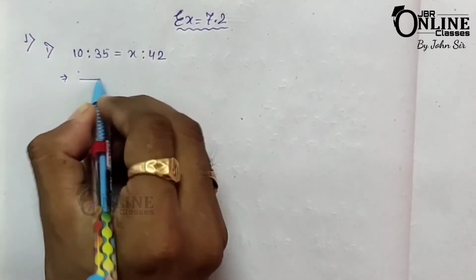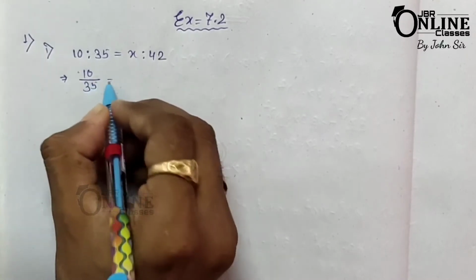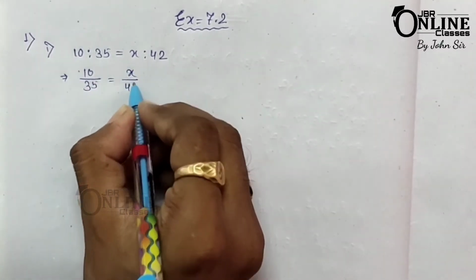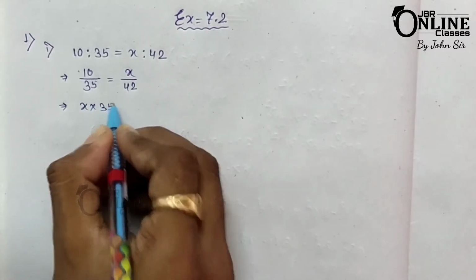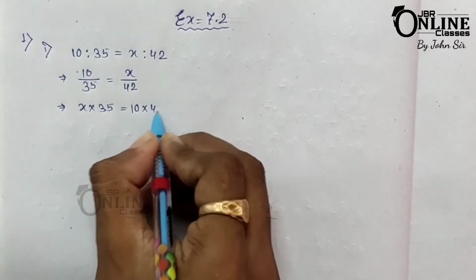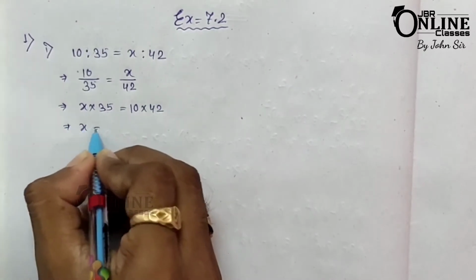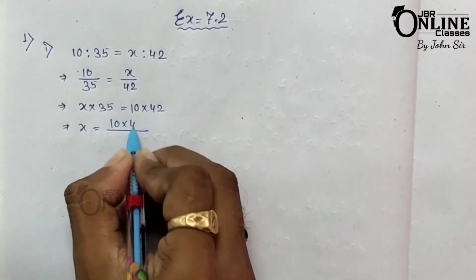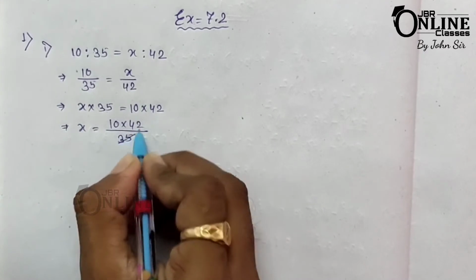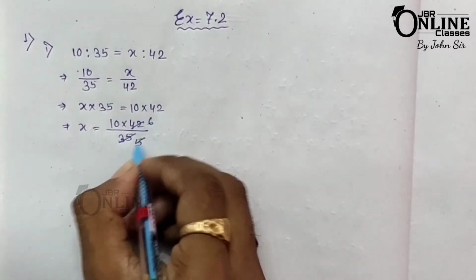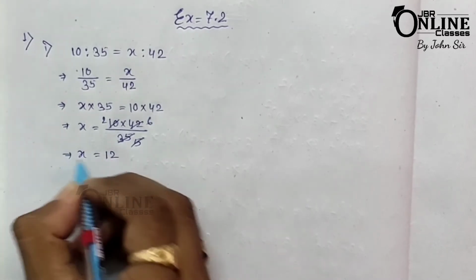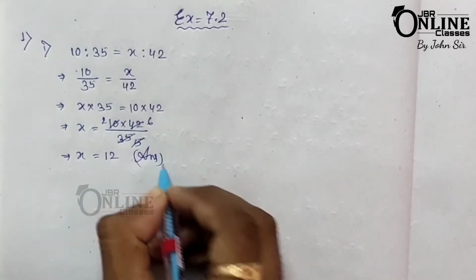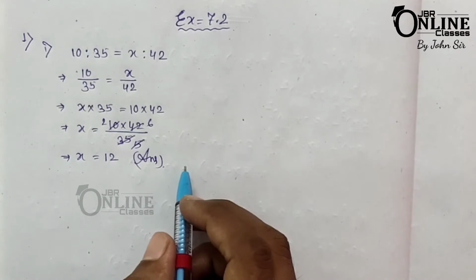So in the next line we can write 10 by 35 equals x by 42. Then cross multiply. So x into 35 equals 10 into 42. So finally x equals 10 into 42 divided by 35. 7 sixes are 42, 7 fives are 35, so 5 twos are 10, so x equals 12. So that is the answer. Now in this way you can solve the other problem.